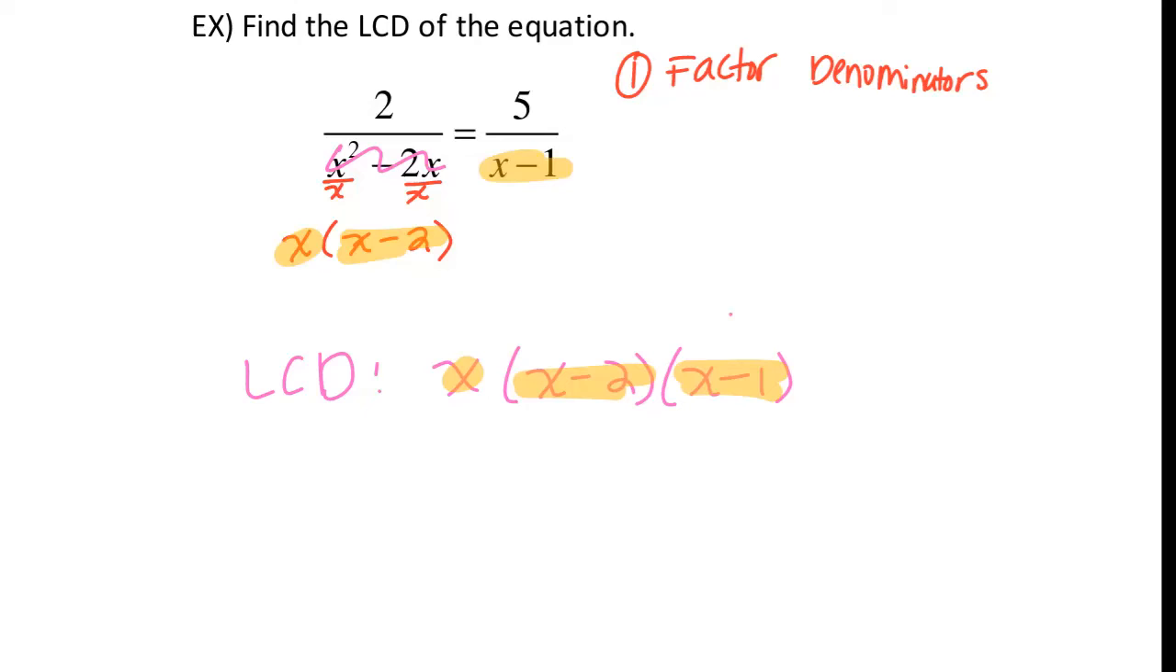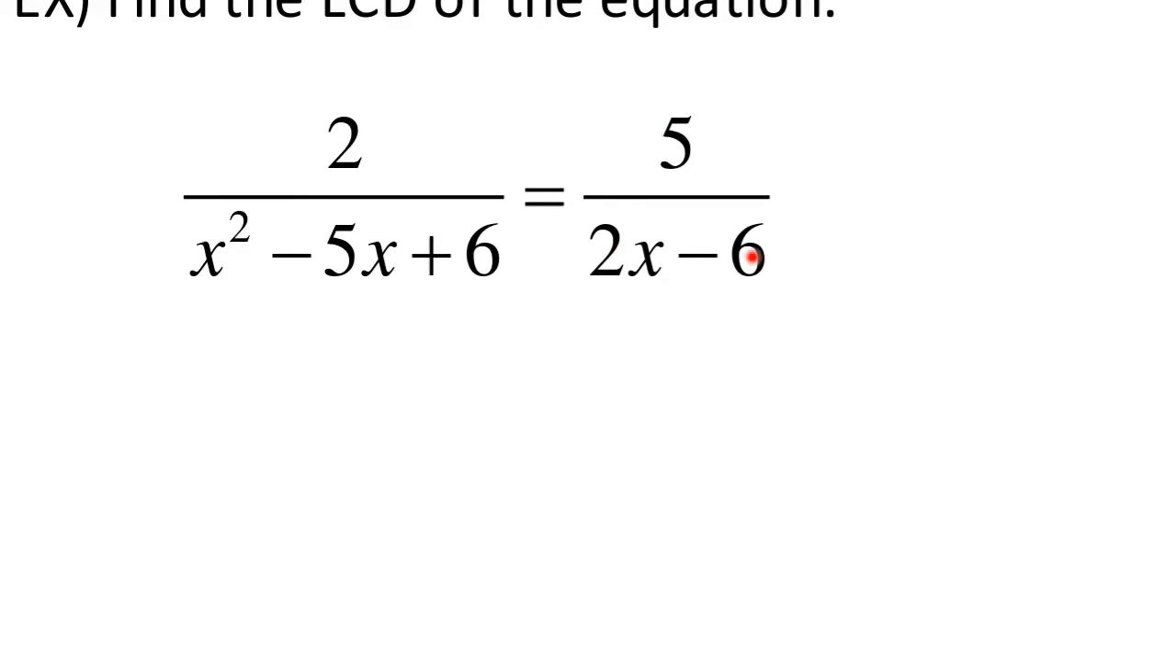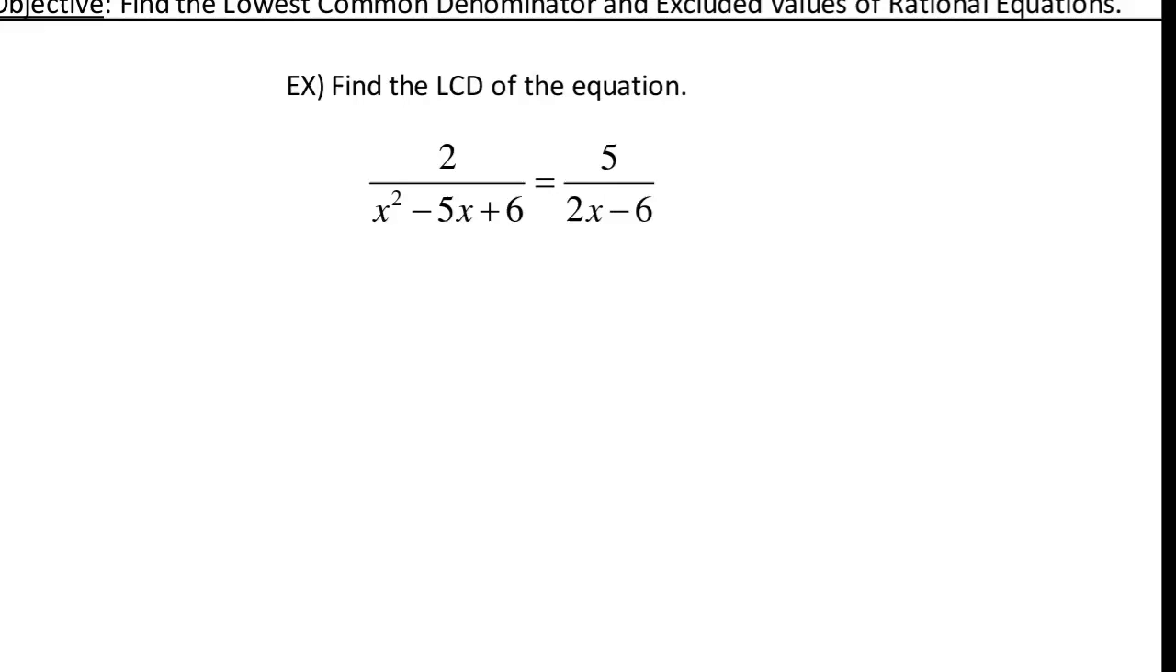Okay, let's look at another example. Go ahead and copy this fraction out. This is 5 over 2x minus 6. Again, 5 over 2x minus 6. So I'm going to have to factor again. We need to factor.